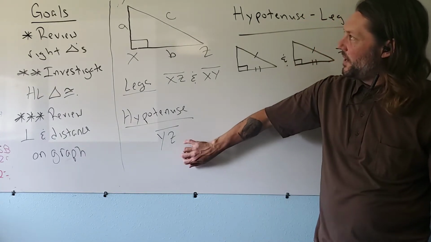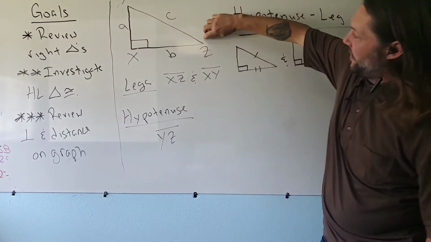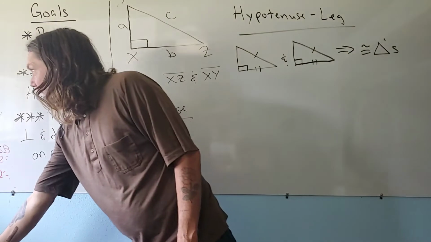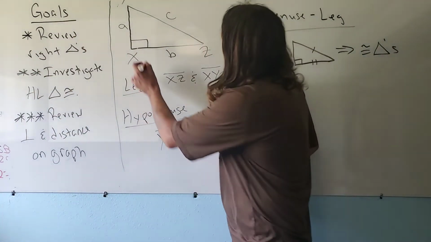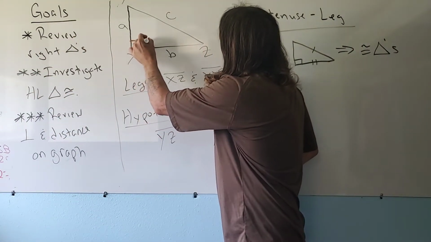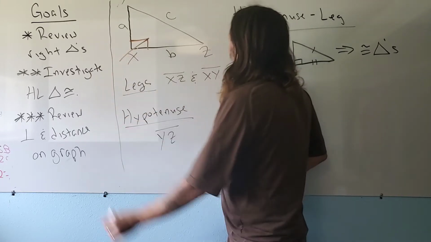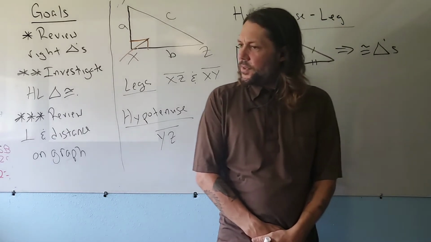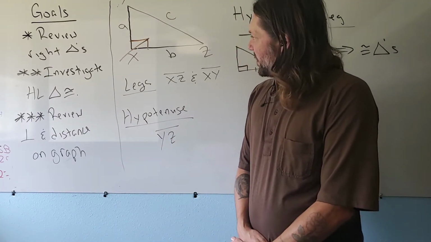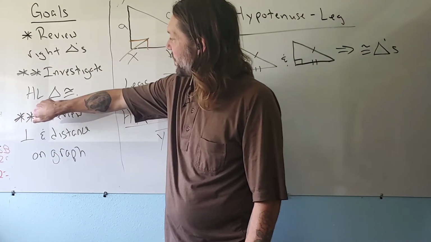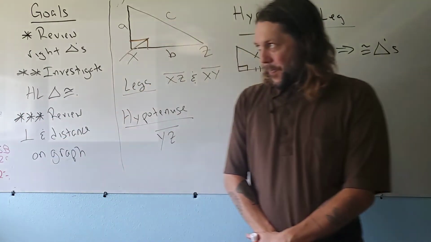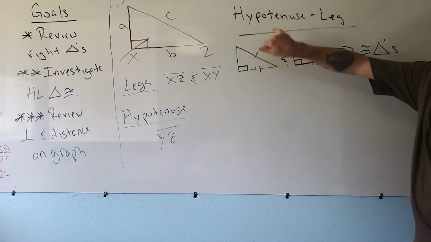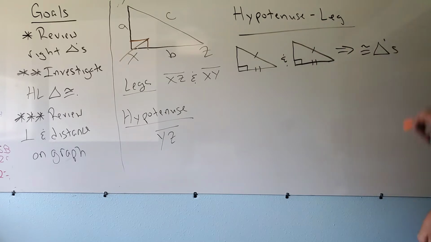The hypotenuse is going to be the side that's opposite the right angle. I like to say that the right angle actually points at the hypotenuse, and so I'll just quickly draw an arrow out of the right angle symbol. But again, that's how I remember what the hypotenuse is. And I wanted to review that because the main part of today's lesson is something called HL triangle congruence. The HL triangle congruence stands for the hypotenuse-leg triangle congruence.